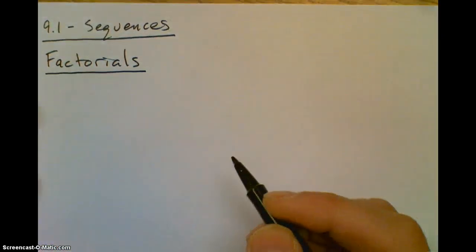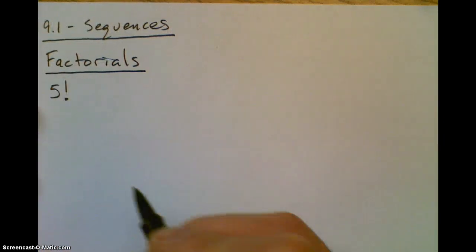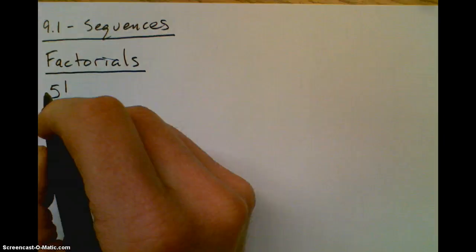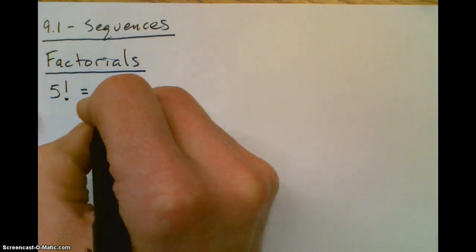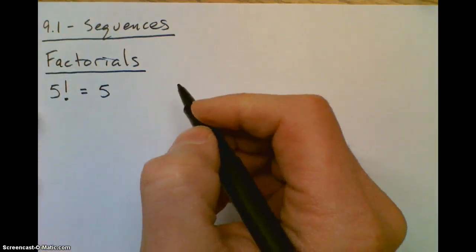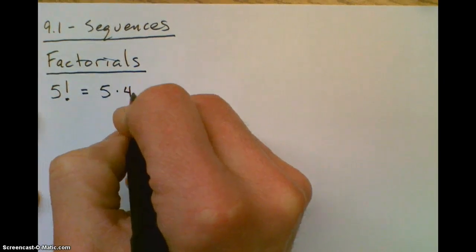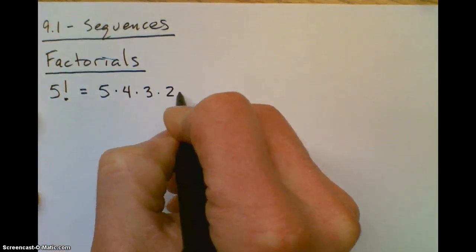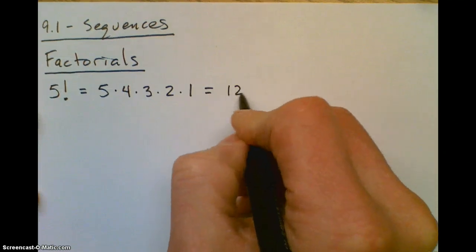So let's take a look at a couple of examples. Let's say we have 5. And yes, I'm writing an exclamation point, but this is really factorial. So we say 5 factorial. And the way that this is defined is we take 5 and we multiply it by every whole number less than it down to 1. So 5 times 4 times 3 times 2 times 1. We multiply that all out and we get 120.